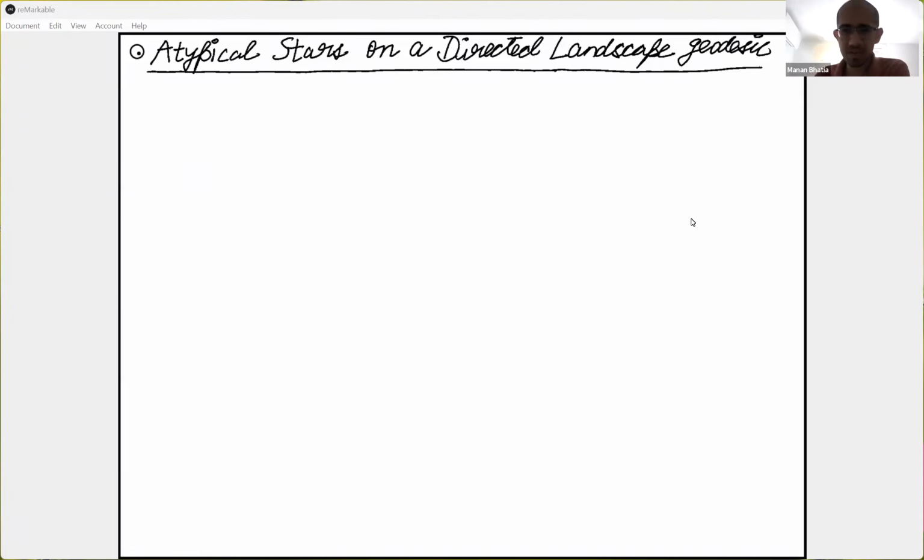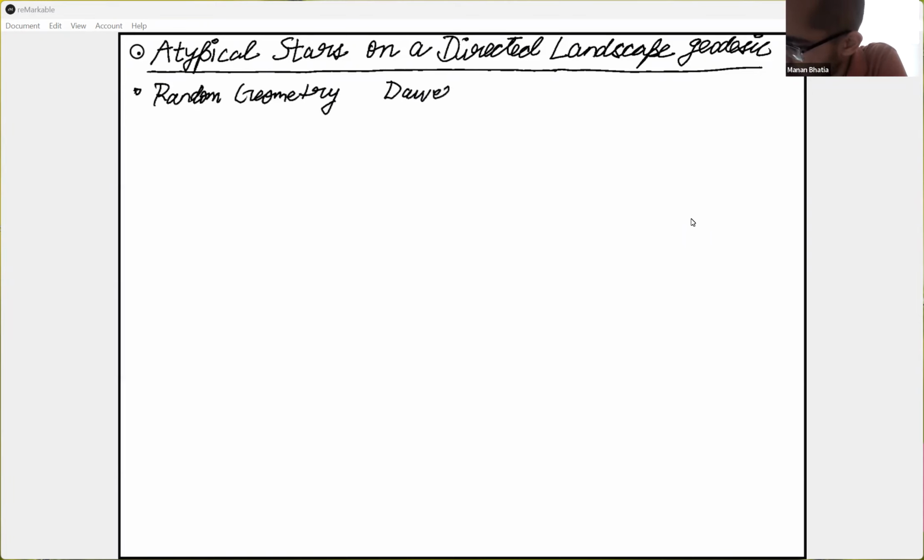So I'll be talking about this work, which I completed quite recently, about 3 to 4 months ago, on atypical stars on a directed landscape geodesic. So the directed landscape is a model of random geometry, and it was introduced quite recently, actually, in 2018 by Dauvergne-Ortmann-Virág.